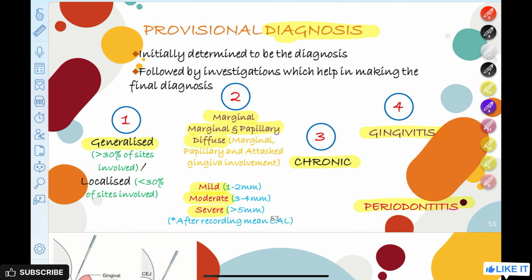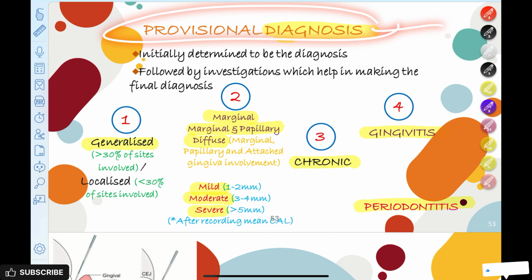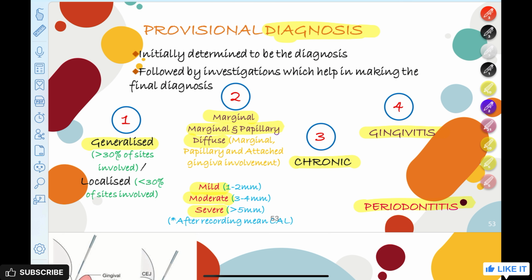The next and foremost important thing is the provisional diagnosis, initially determined, followed by investigations which help in making the final diagnosis. So the five characteristics which are very important while writing the diagnosis: is it generalized or localized? Is it mild, moderate, or severe? Is it marginal, marginal and papillary, or diffuse? Is it chronic or acute? Is it gingivitis or periodontitis? So these are the five characteristics for provisional diagnosis.